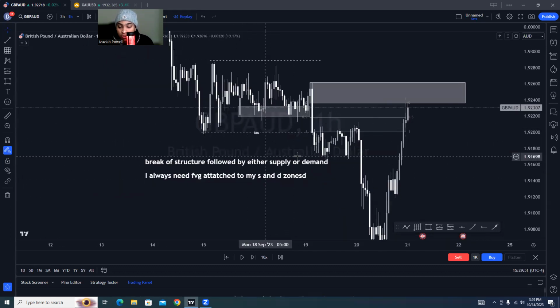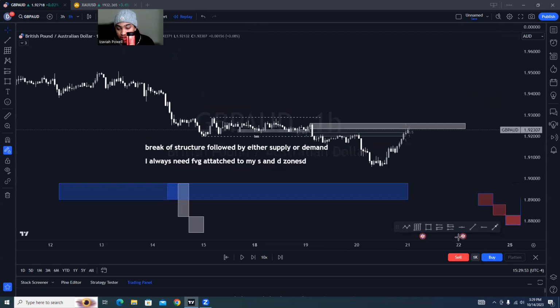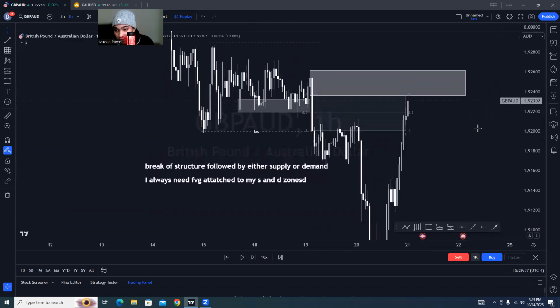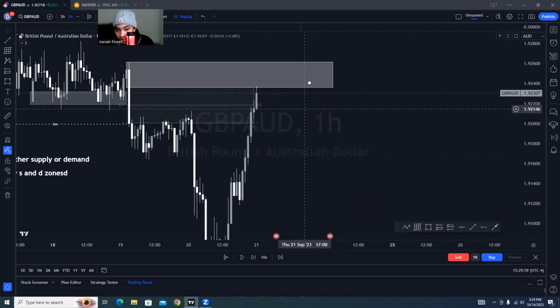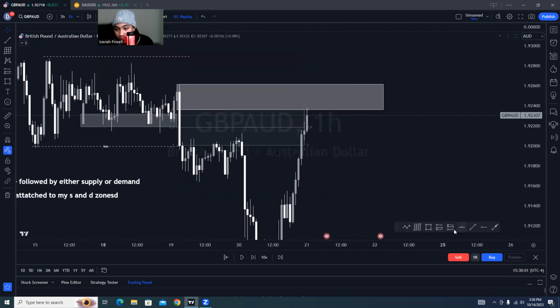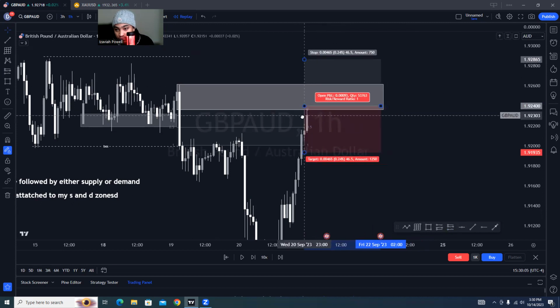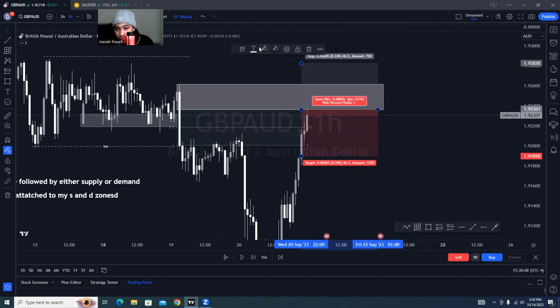Also, obviously, you want to follow the direction of the market. In this case, we are in a downtrend, so I am selling. Once it gets to your zone, we're going to look to sell. So I'm going to sell right here. Let me fix this really quick because I just changed everything.